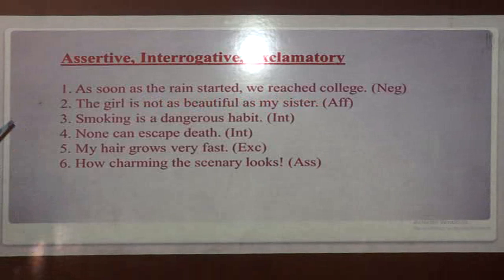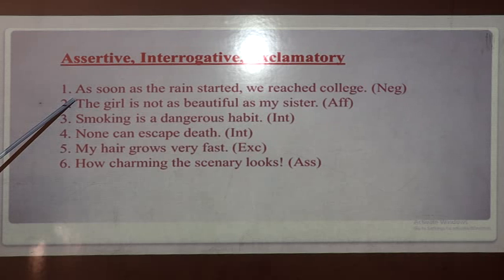Dear learners, on the screen I have presented some sentences, and within the interaction of these sentences we will get more information about the changing sentence. I have shown assertive sentence, interrogative sentence and exclamatory sentence. Number 1, as soon as the rain started we reached college. According to the direction in the bracket, we will have to change the sentence. There is the direction of sentence negative. As soon as the rain started, we reached college.